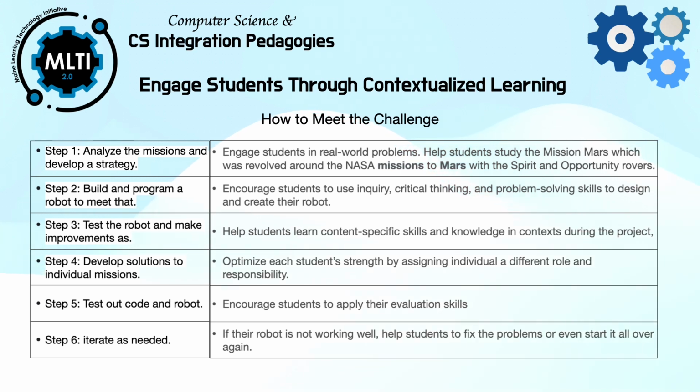Step 5. Test out code and robot. I encouraged students to apply their evaluation skills to see whether their methods and strategies worked. If not, find out the issues, modify their design or debug the bugs. Step 6. Iterate as needed. When their robot was not working well, I helped students fix the problem.